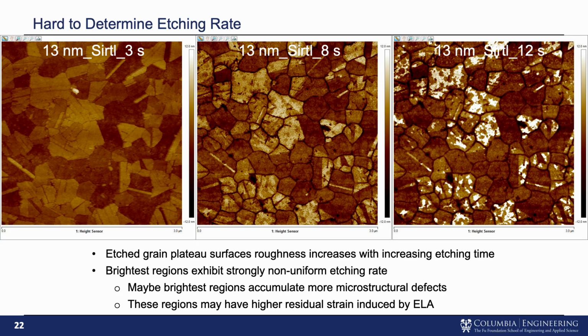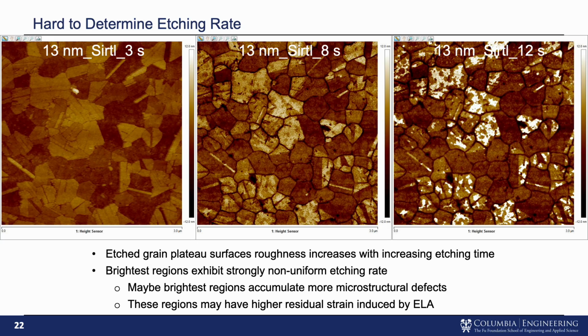The first key observation is that the grain plateau roughness increases strongly with increasing etching time. This means that the grain interior is not behaving like a flat reference plane that is etched down uniformly. If the plateau itself is evolving and roughening, then using the average height of the grain interior to estimate thickness removal is unreliable. Also, the second observation is that the brightest regions show strongly non-uniform etching behavior.